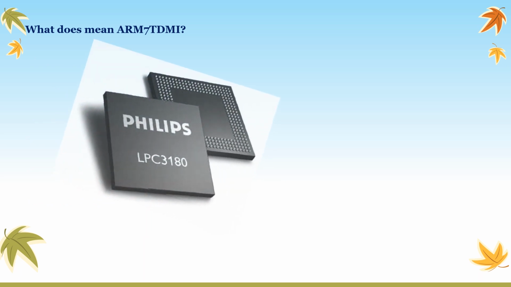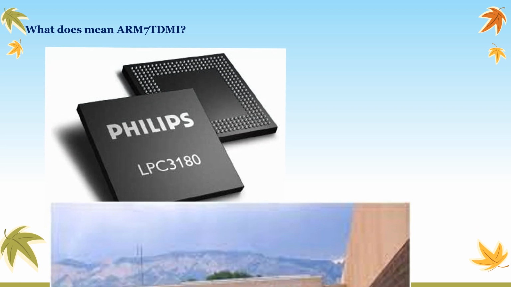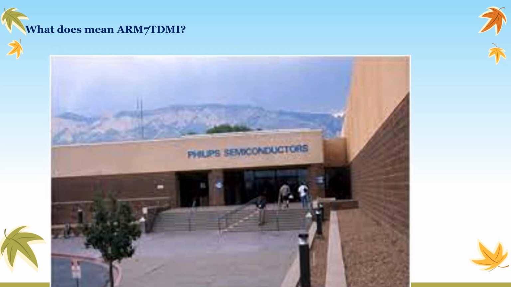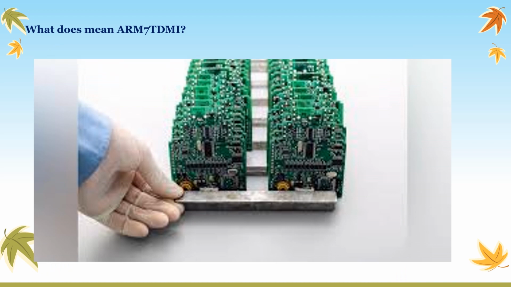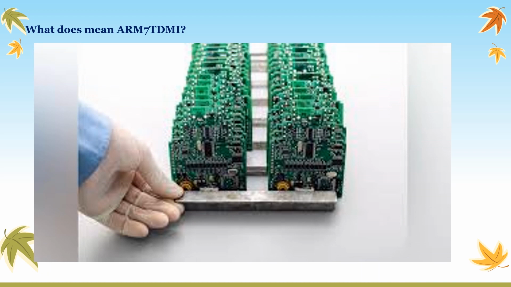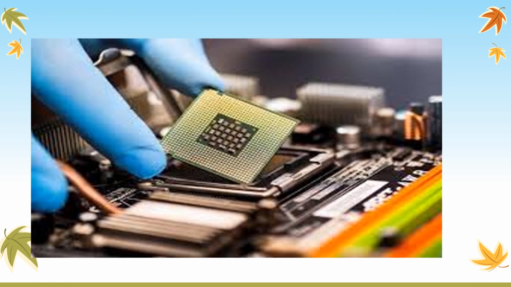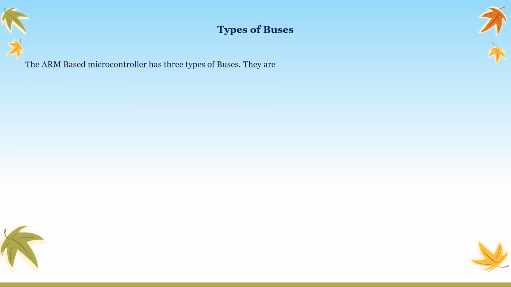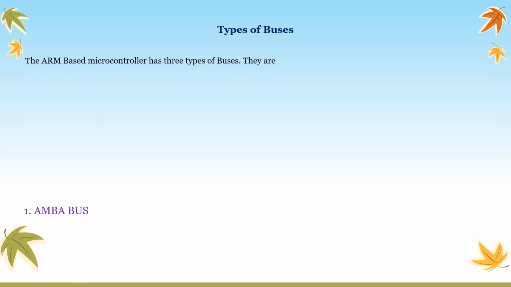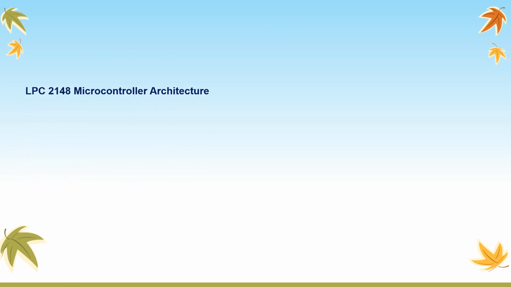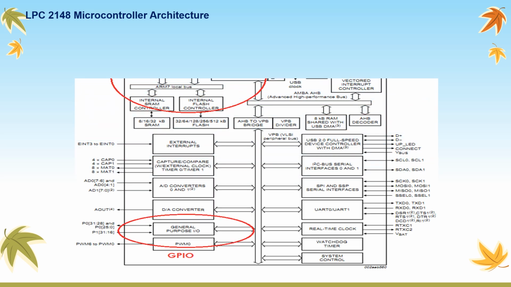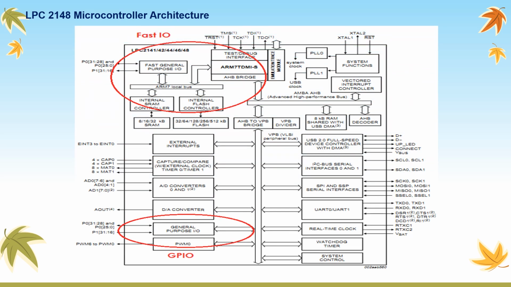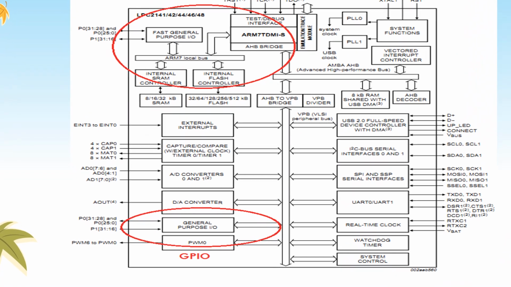The LPC2148 microcontroller is designed by Philips NXP Semiconductor, with several inbuilt features and peripherals. The ARM-based microcontroller has 3 types of buses. They are: 1, AMBA bus; 2, local bus; 3, VPB bus. The figure shows the general architecture block diagram of the LPC2148 microcontroller with all its essential parts.